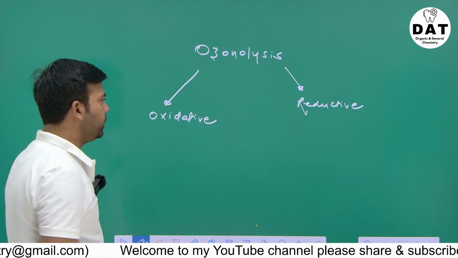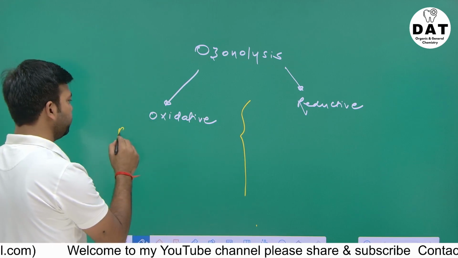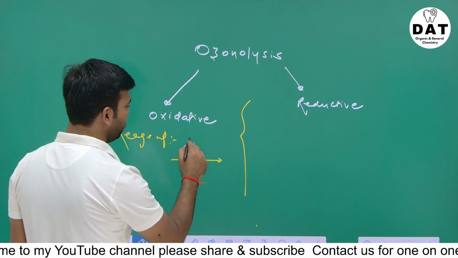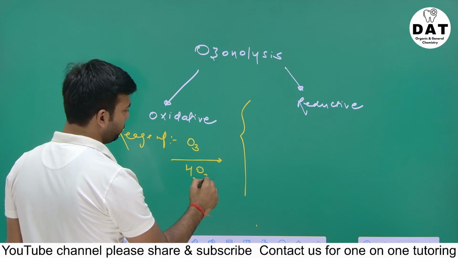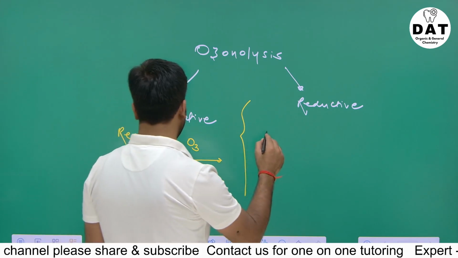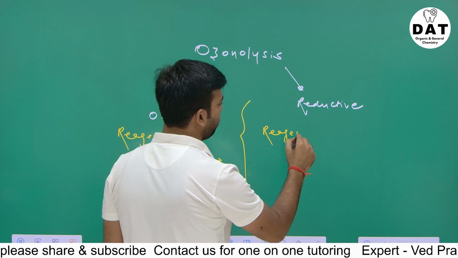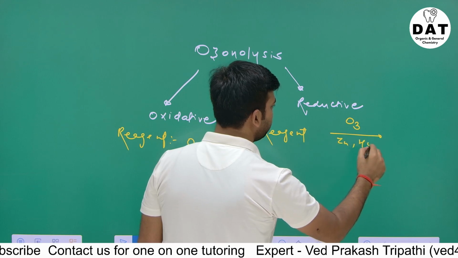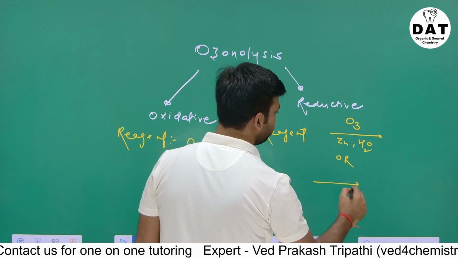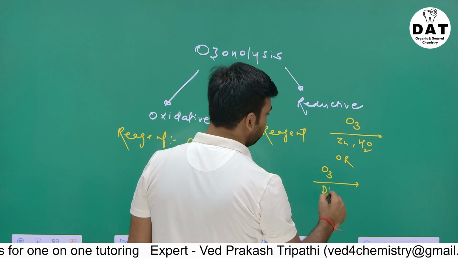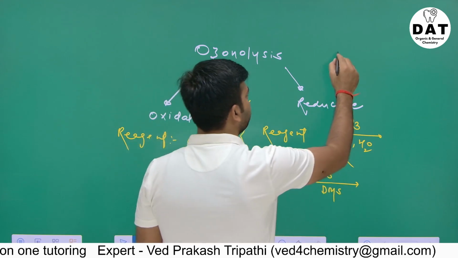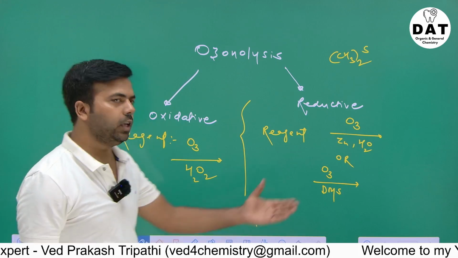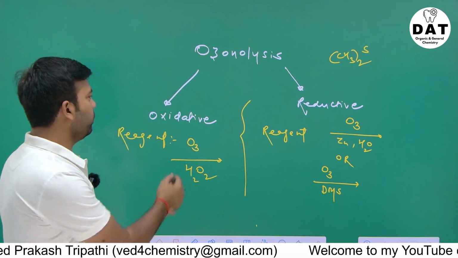If you are going to talk about the reagents of oxidative and reductive, look here. In oxidative we are using O3 with H2O2, and in reductive the reagent is O3, zinc, H2O, or O3, DMS, dimethyl sulfide. Okay, the structure is like this: dimethyl sulfide. So any one of them will be reductive, and H2O2 will be the oxidative one.